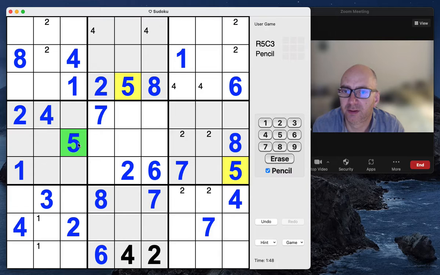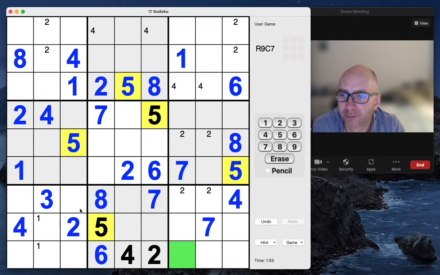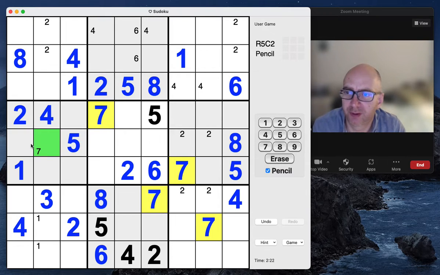5s. Okay, we place a 5, and again. Okay, I think that's it for now. 6s. Okay, a couple of 6s at the top here. That's all. 7s over here. We've got a couple of 7s.